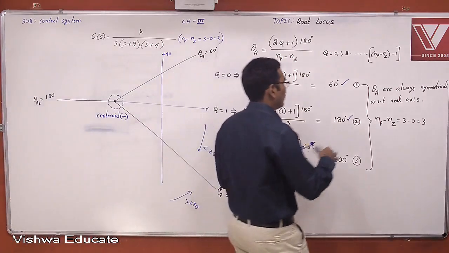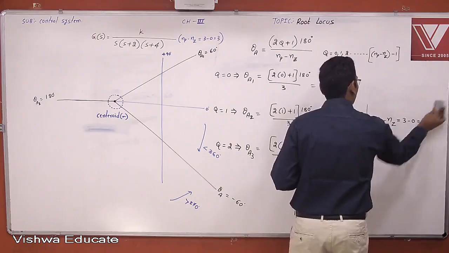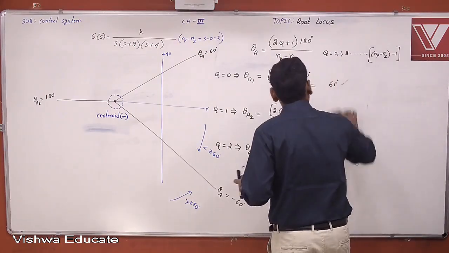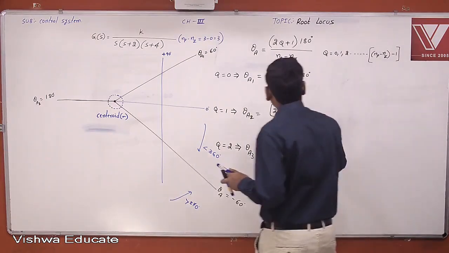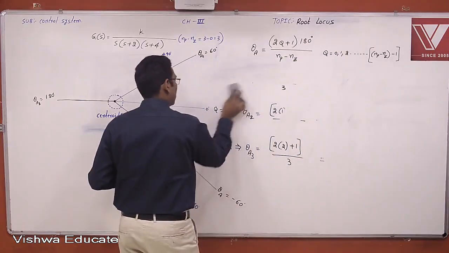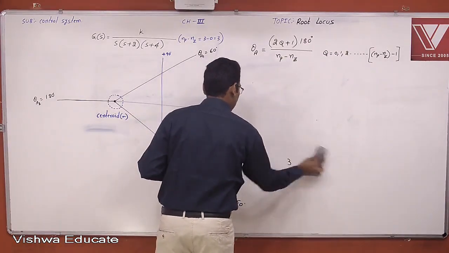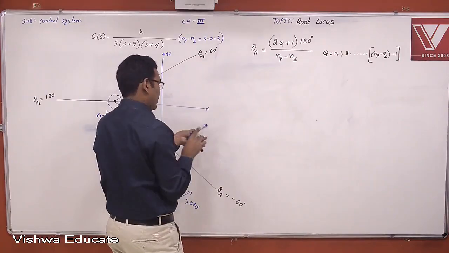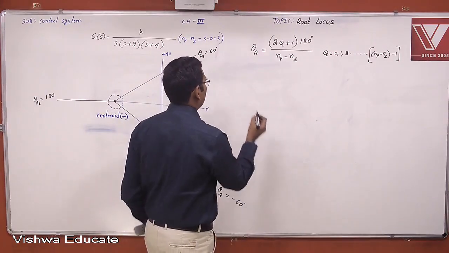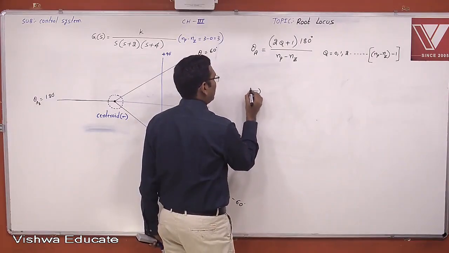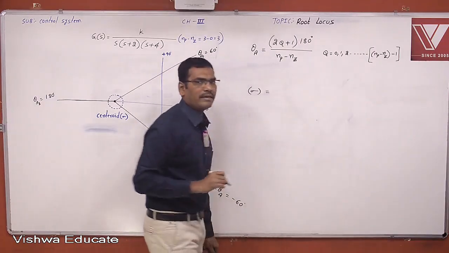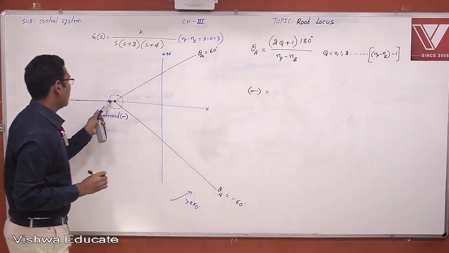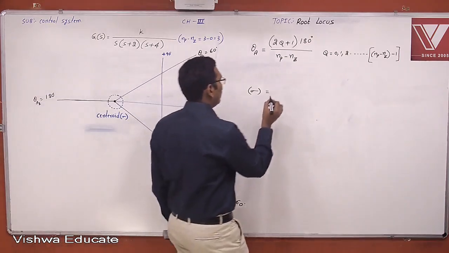Now these are the angles of asymptotes, which are always symmetrical, and the total number of angles of asymptotes is the difference between poles and zeros. Now, centroid sigma. What is centroid sigma? The centroid sigma is the intersection point of angles of asymptotes on the real axis.